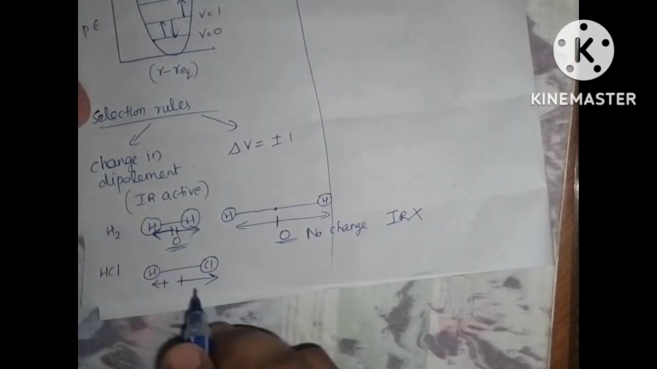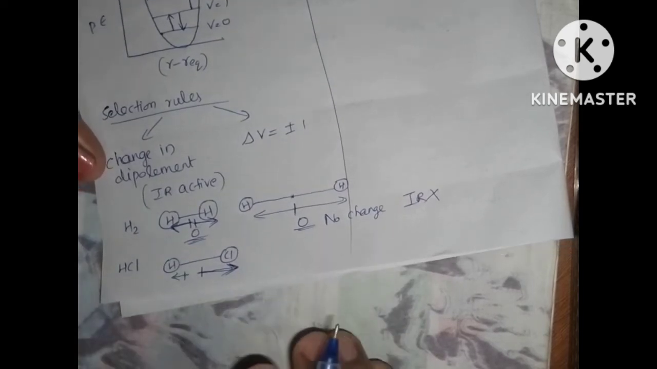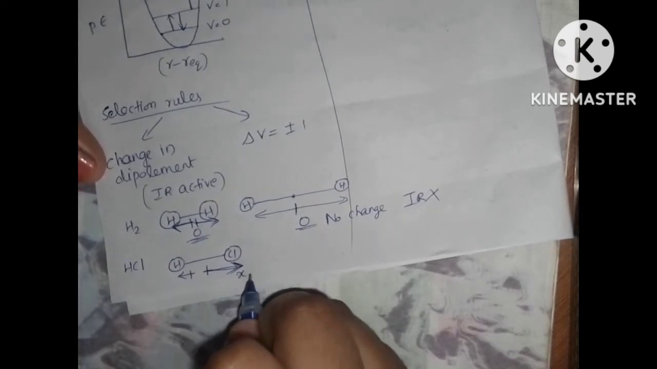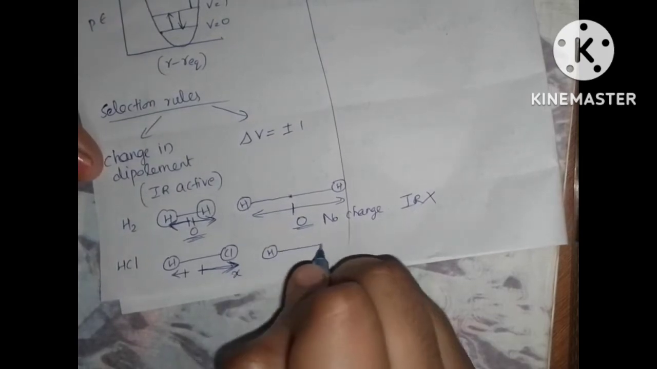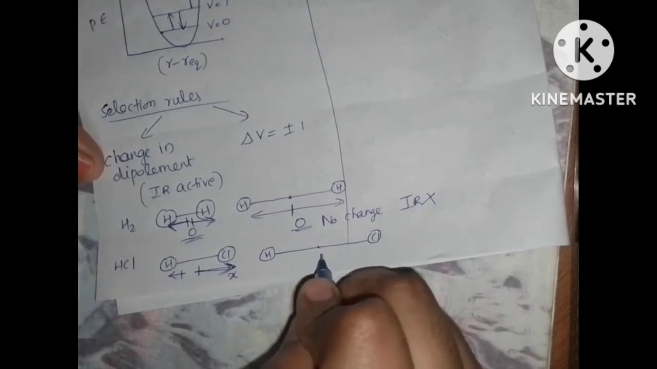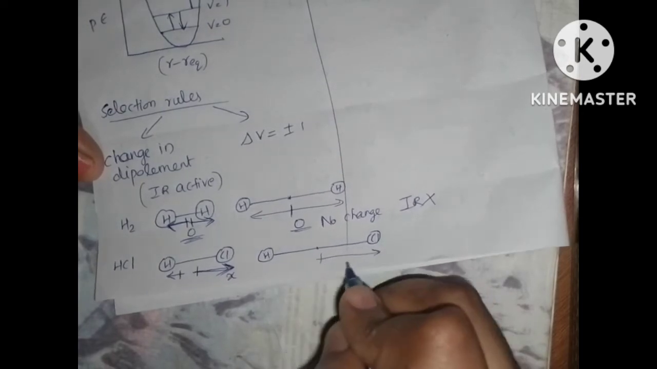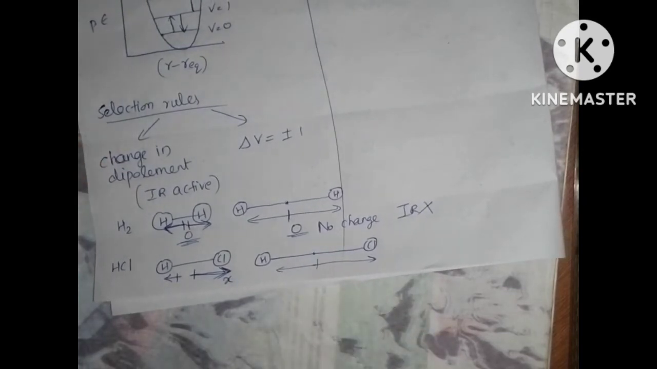And for this molecule, this indicates there is a net dipole moment towards the right side, say some value x. Then after vibration, this bond length again increases. So while considering from the center also, the same effect towards the right side, there is some increase in dipole moment.